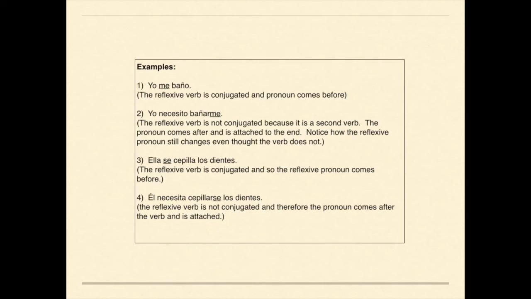Let's take a look at example 4. Él necesita cepillarse los dientes. Here we have a two-verb situation. Él necesita, he needs. And then we have a second verb, cepillarse. The interesting thing about cepillarse being used as a second verb here is that cepillar is going to stay the same. The reflexive pronoun for él is se. And since it is a second verb and cepillar is not conjugated, it's going to stay se, it's going to come after the verb cepillar, and it will be attached.